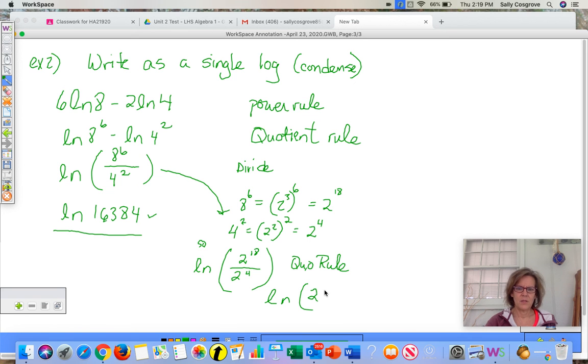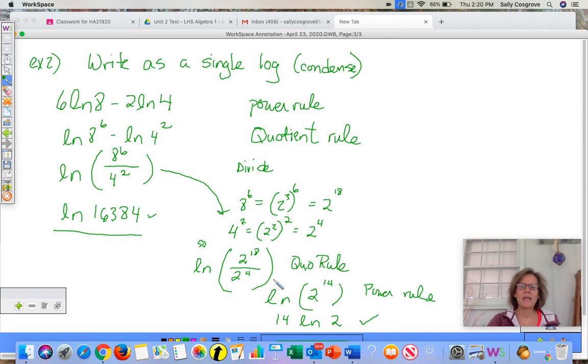There we go. 18 minus 4 is 14. Okay. 2 to the 14th. If you put that in your calculator, guess what 2 to the 14th is? 16,384. So now, is there another way to write that? Well, yeah, we can use the power rule again, and then write 14 times the natural log of 2. And that's pretty swift.